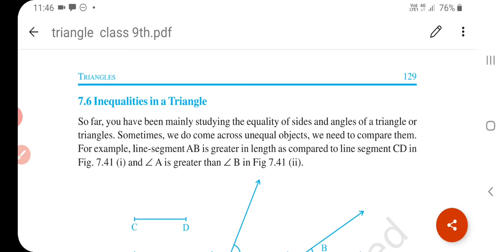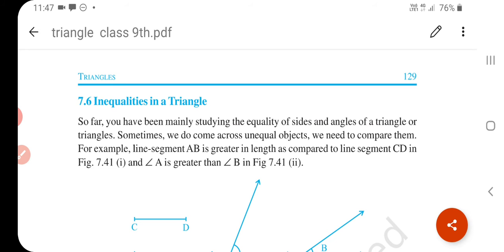If two sides of a triangle are unequal, then the angle opposite to the longer side is larger or greater. जो भी एंगल बड़ा है उसके अपोजिट जो साइड होगा, या जो भी साइड बड़ी है उसके अपोजिट जो एंगल होगा वो बड़ा होगा. ओके, जो भी साइड ग्रेटर है, उसके अपोजिट जो एंगल होगा, वो ग्रेटर एंगल है. ओके, अंडरस्टैंड.